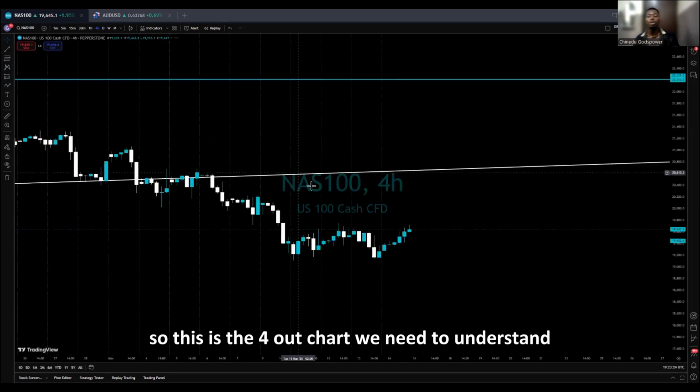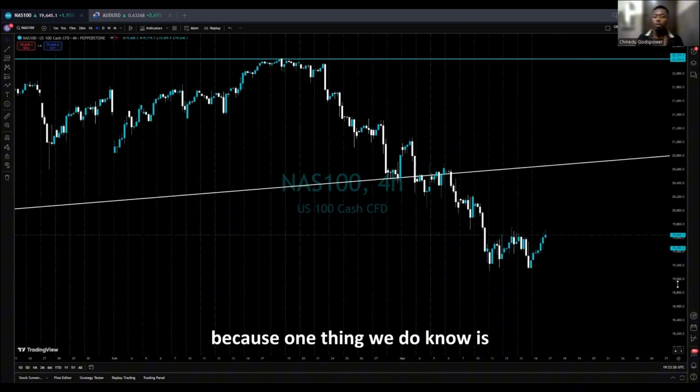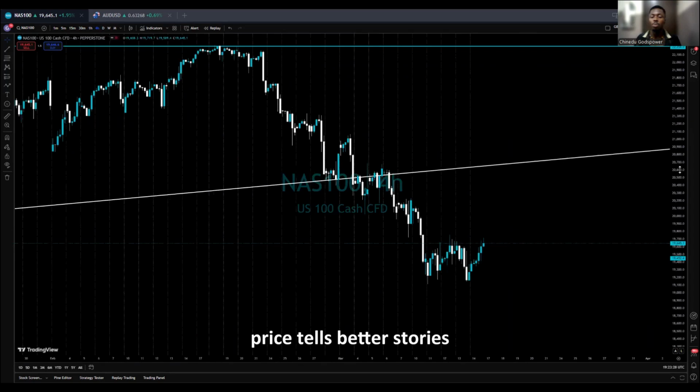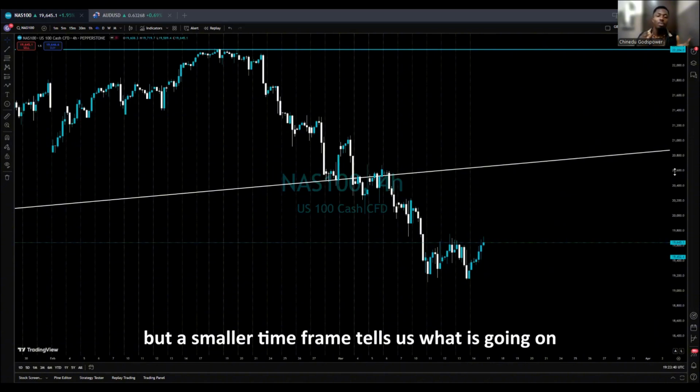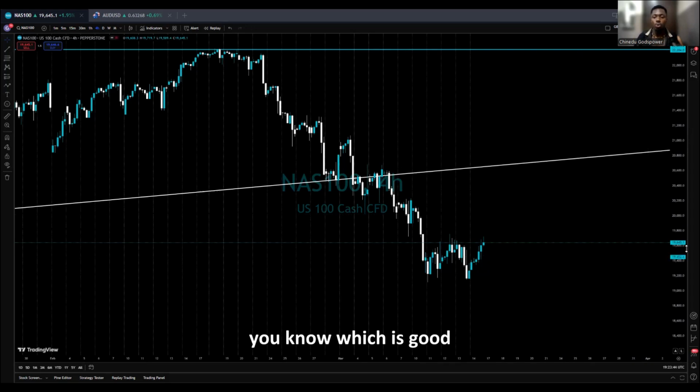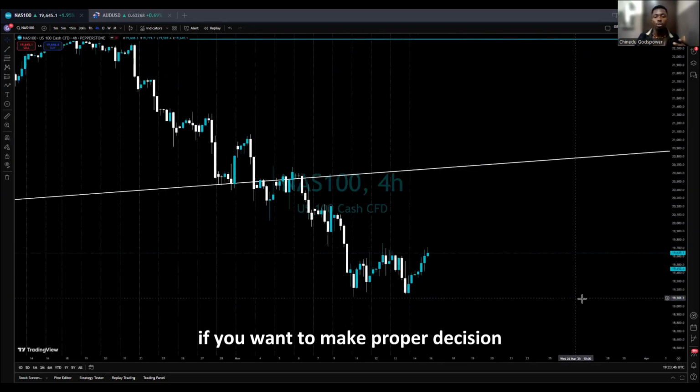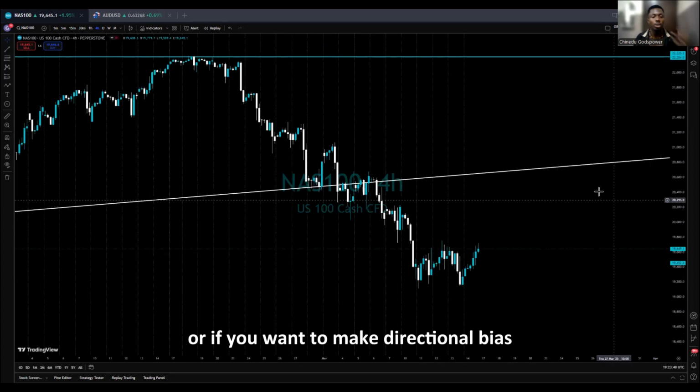So this is the 4-hour chart. We need to understand, because one thing we do know is price tells better stories on the lowest time frame. The higher time frame has the large volume and tells us the size and agendas of the price of an asset. But the smaller time frame tells us what is going on, which is good if you want to make a proper decision or a directional bias.